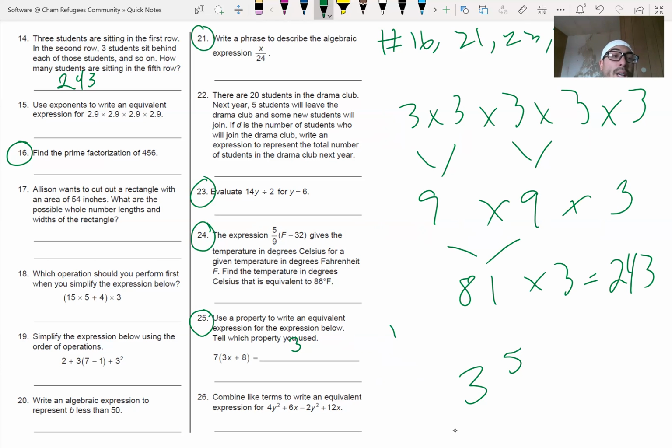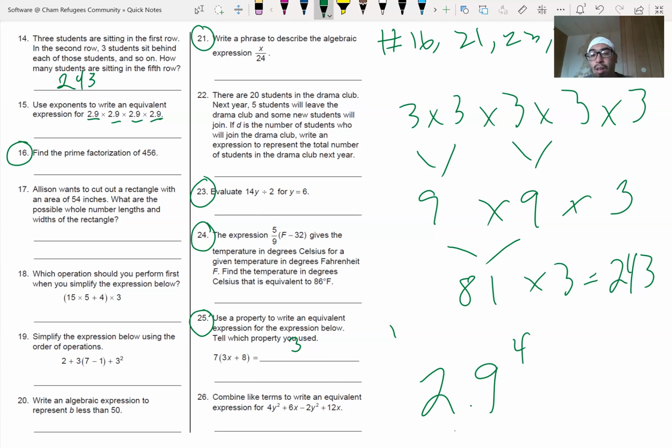Okay? Now for number 15, it says use exponents to write an equivalent expression. So remember, exponents have these guys written in one small term. The number that's repeating, that's multiplying, that's the base. So what is being multiplied? 2.9. So that's the base. Now, how many times is it multiplying by itself? Right? So if we count it, it's 1, 2, 3, 4. So this is just 2.9 to the 4.